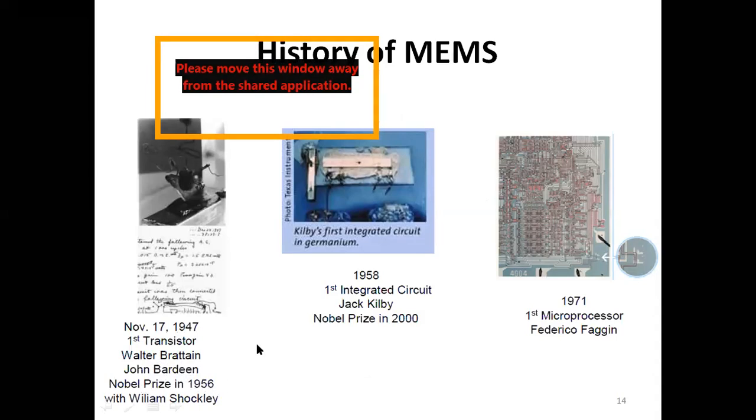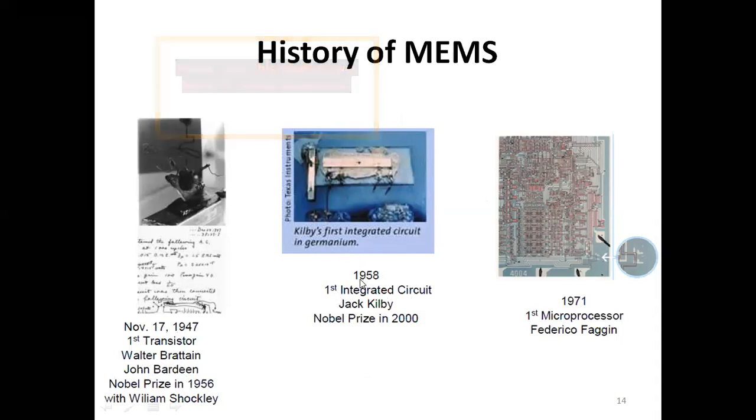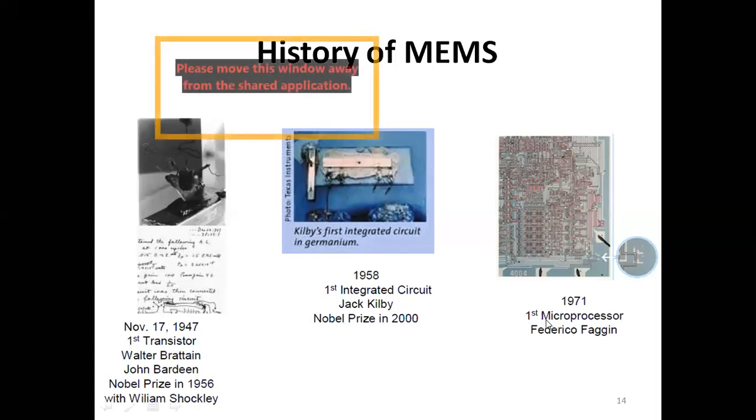Prize in 1956. This is the first integrated circuit in germanium. The first integrated circuit was invented way back in 1958, and it got the Nobel Prize in 2000. This is the first microprocessor produced by integrated circuit technology, very large scale integration, 1971.